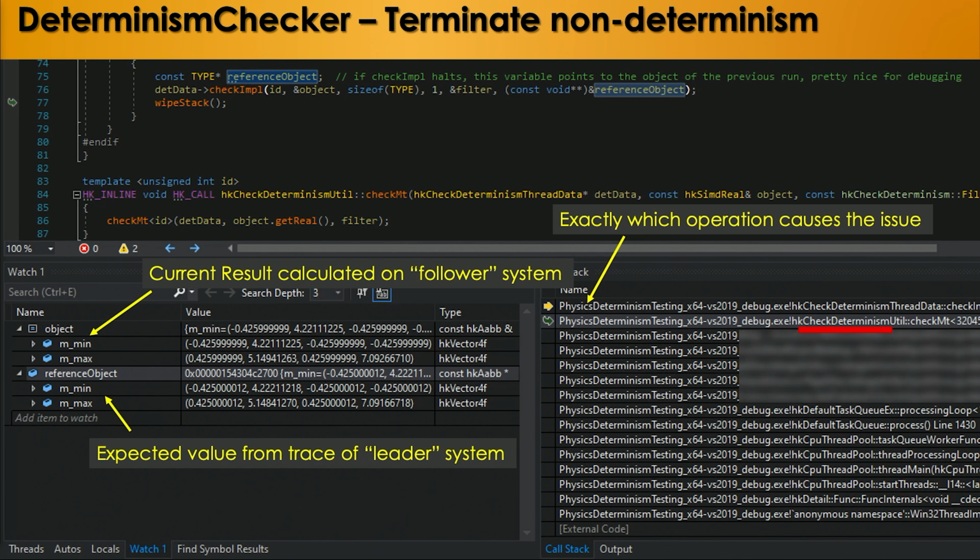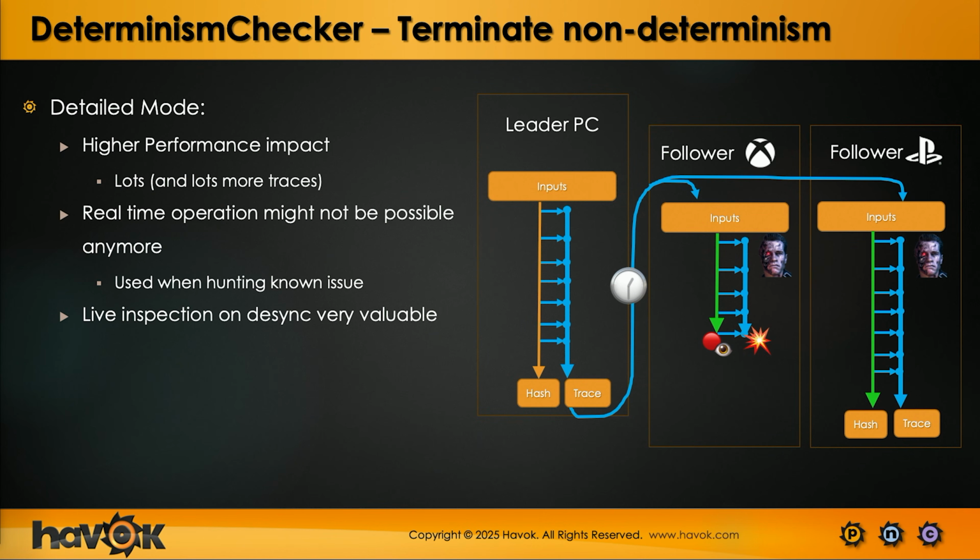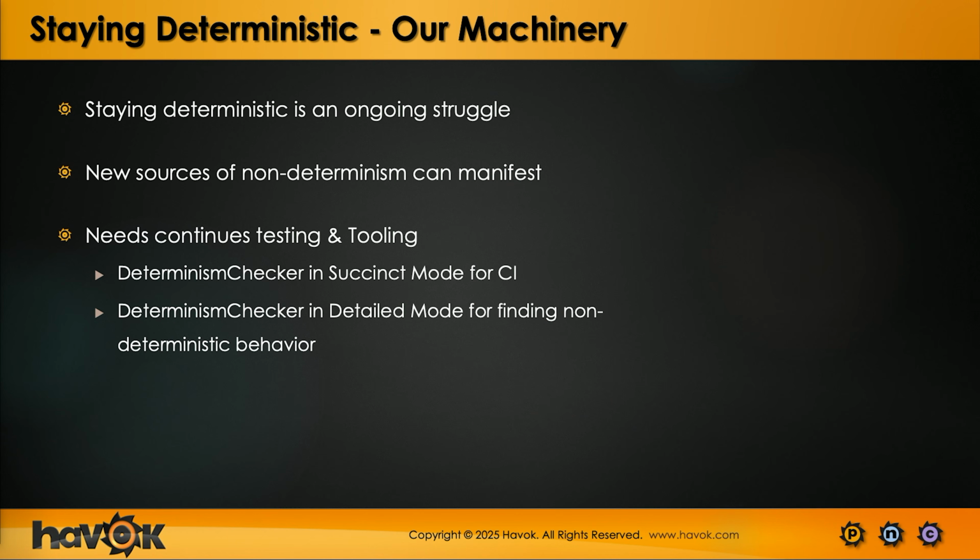And you see what's the current result, what's the expected result. You see the stack trace. And basically, this is a really good point to find non-deterministic input or computation on device in your debugger. All of that is nice, and we are actually able to find a lot of issues with this. Staying deterministic is an ongoing struggle. There are always new, exciting sources of non-determinism. And it needs continuous testing, which we do with our determinism checker util.